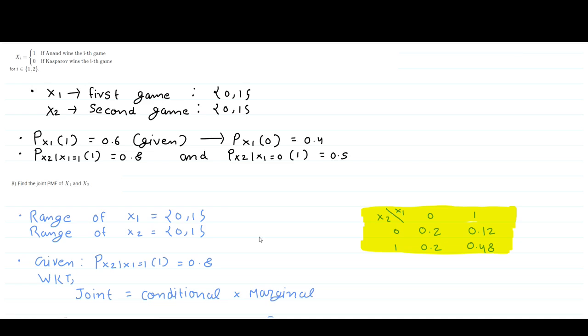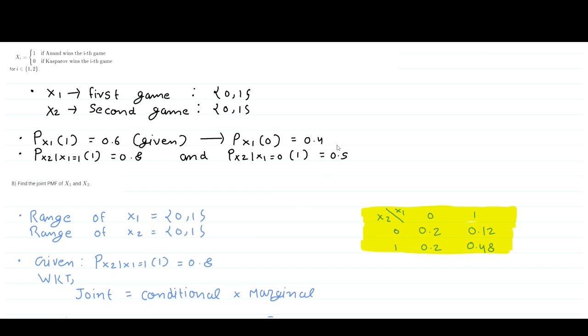Okay, so X1 is basically the result of the first game and X2 is the result of the second game. Both have the same range of 0 and 1. It is given that the probability of X1 equal to 1 is 0.6. So, from this we can also find the probability of X1 equal to 0, which is going to be 1 minus 0.6, meaning 0.4.